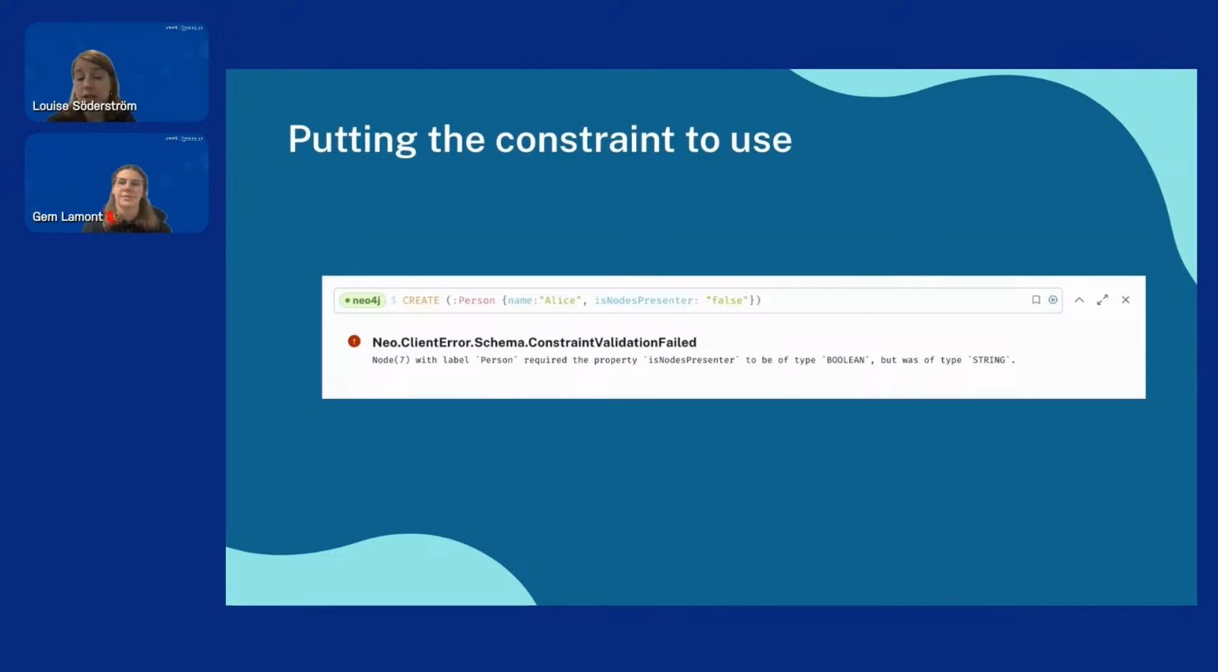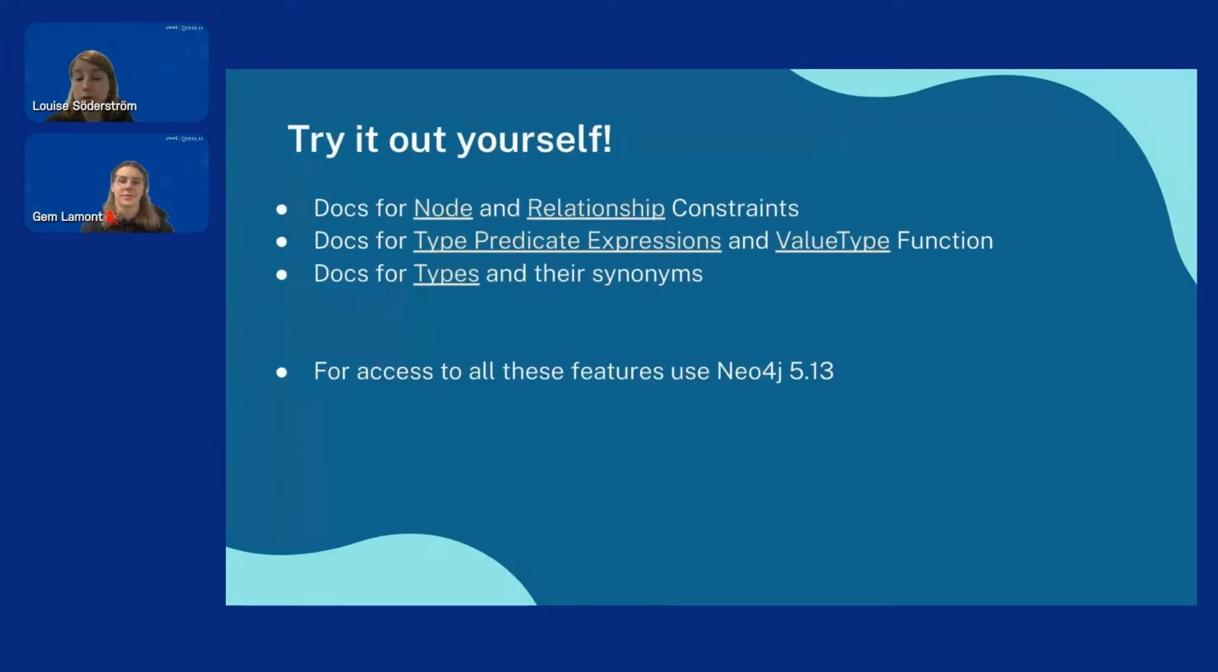So now that you have seen how you can use this new functionality to inspect data, clean up data, and keep it clean, you might want to try it out yourself. We have a lot of new docs resources for this. Most of these are in the Cypher manual around both the new constraints, the type predicate expression and valueType function, and also for all these types and synonyms that Gemma showed in the beginning. To access all of these features, you need to use the Neo4j 5.13 release that was released just a few days ago, or you have to be on Neo4j 5 on Aura.